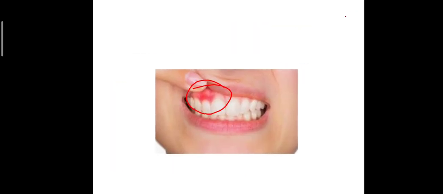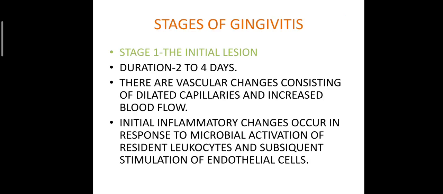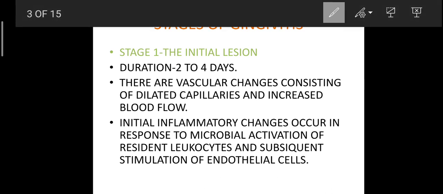Okay, now coming to the stages of gingivitis. There are 4 stages of gingivitis. I will be discussing one by one. So first coming to stage 1. Stage 1 is known as the initial lesion. Its duration is 2 to 4 days. Okay, what is stage 1 known as? The initial lesion and duration 2 to 4 days.